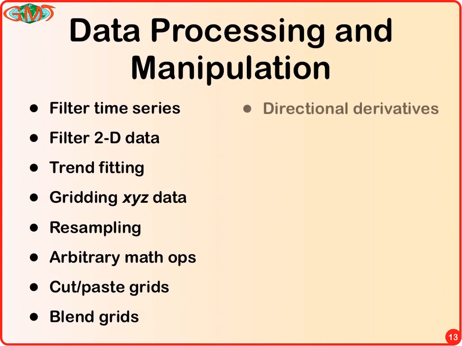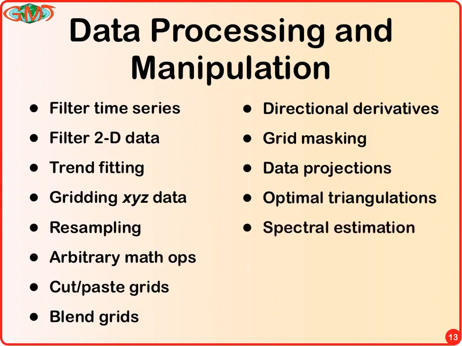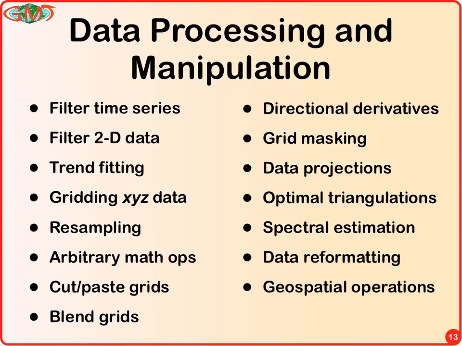Directional derivatives needed for shading of images. Grid masking to highlight areas of the data or exclude areas of data. Project data between different coordinate systems and datums. Triangulations, Delaunay and Voronoi organization of spatial data. Spectral estimation, Fourier transforms, that sort of thing. Reformatting data to work with other packages. Some geospatial operations, such as extracting subsets, sometimes based on these various operators.